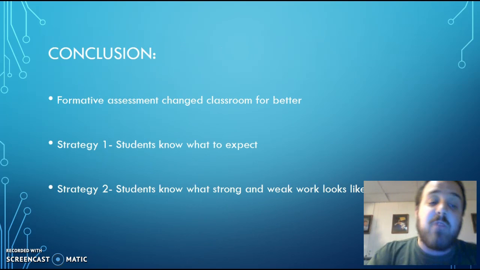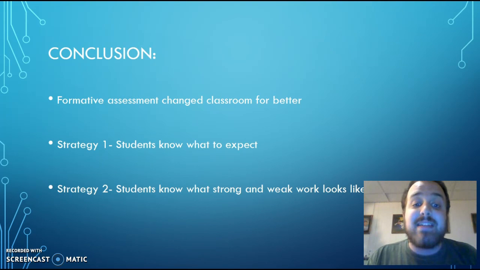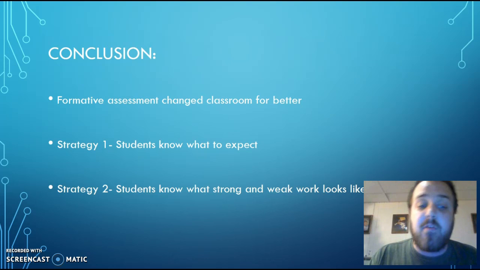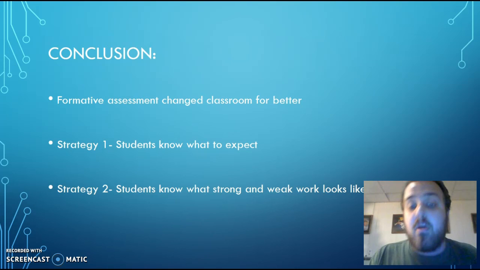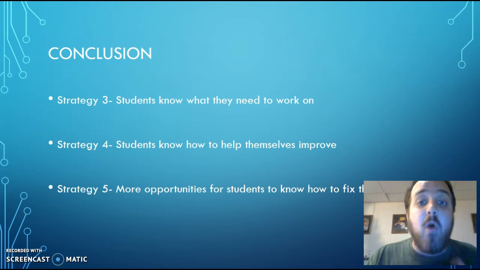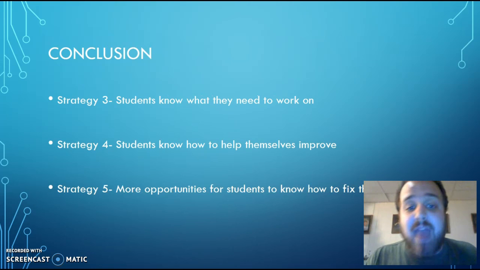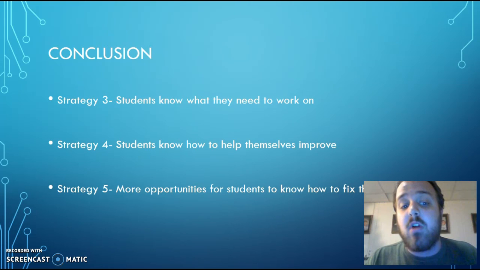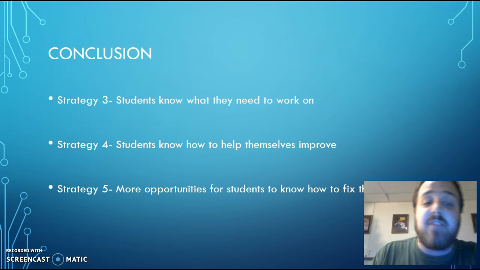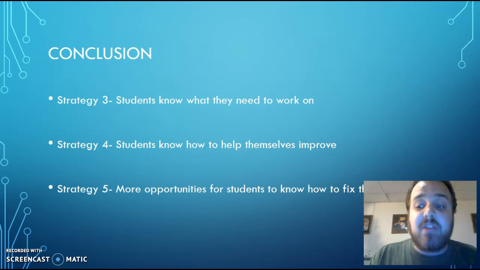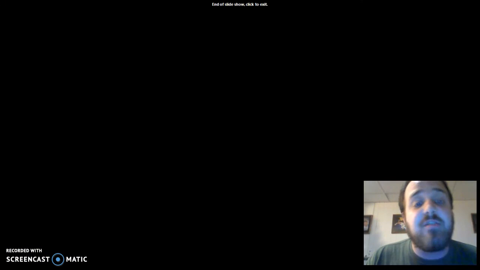So in conclusion, when you do these things in your classroom, the students will know what to do, okay? When you have a formative assessment, students in strategy 1, they'll know what to expect. In strategy 2, they'll know what strong and weak work looks like. They won't be in the dark about things anymore. Strategy 3, they know what they need to work on. Strategy 4 helps them know how to help themselves improve. And then strategy 5 gives them more opportunities to know how to fix their mistakes. Letting students be in charge of your classroom and know what's going on is so powerful.